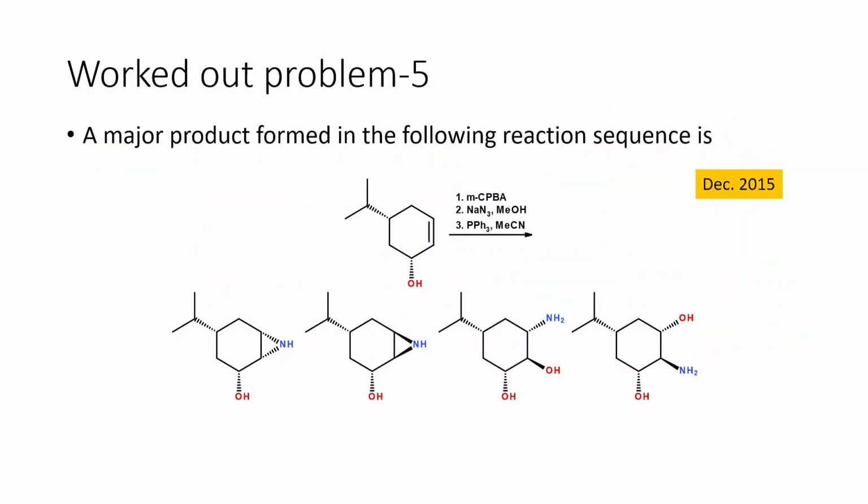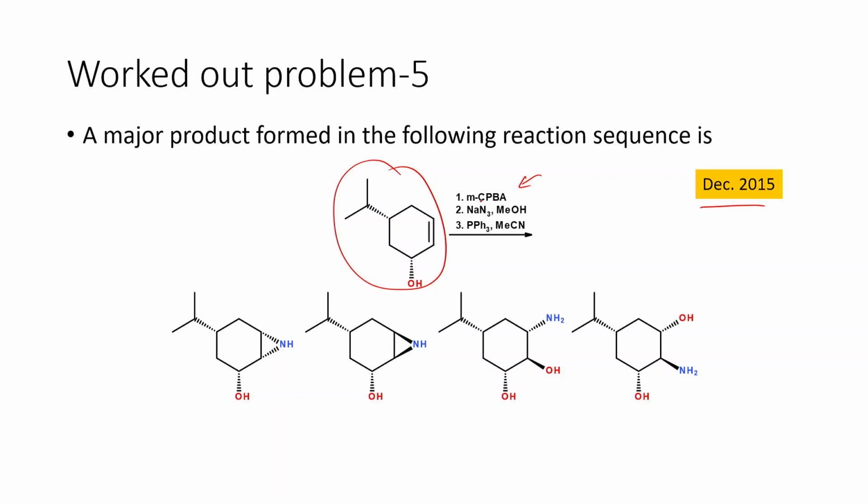So let us move on to the next problem. Here a major product is formed in the following reaction sequence. This question was asked in December 2015. So we have an allylic alcohol, and this allylic alcohol undergoes 3 different reactions.